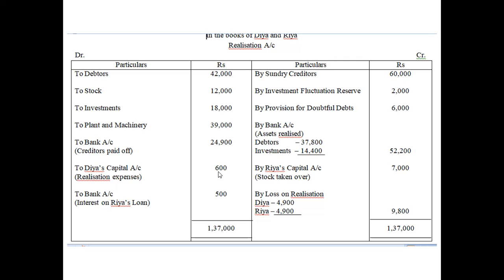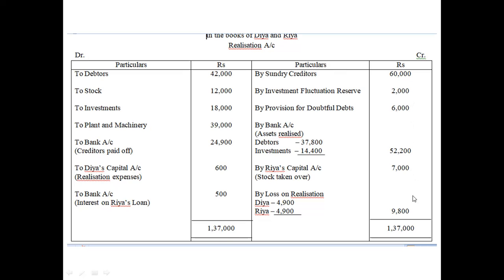So whenever the firm makes expenditure, it comes to the debit side of your realization account. As per the golden rule of nominal account, debit all expenses and losses. So this 500, which we are paying to Ria as interest on her loan, is an expense to the firm. So this will again be recorded towards the debit side. Now after we calculate this total, this debit side total will be more, 1,37,000.